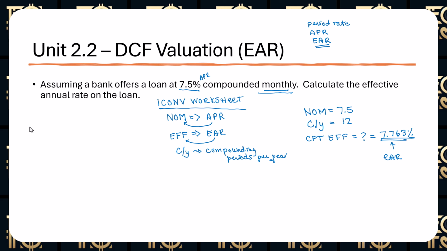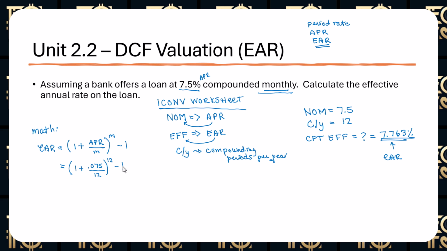Now, we could also solve this using the mathematical equation. I'm going to go ahead and show you this. The EAR is simply equal to 1 plus the APR divided by the compounding periods per year, which we'll denote as M, like the textbook, raised to the number of M's, or compounding periods per year, minus 1. Plugging in our values that we learned here, 1 plus 0.075 divided by 12, all of this raised to a value of 12, and then subtract 1.